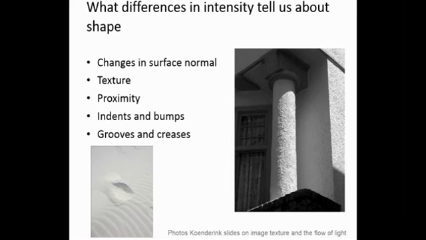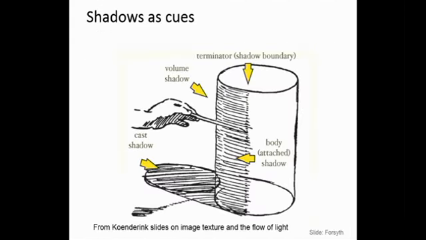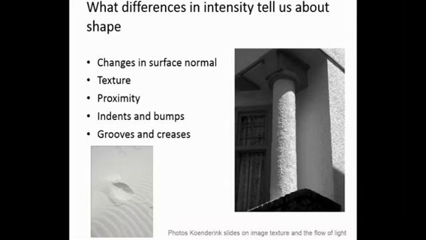You've also got texture, which are little micro changes in surface normal, and those show up for the same reasons. It can tell you about indents and bumps, you can see grooves and creases. You can also see when an object is close to the ground, for example, with cast shadows. So shadows are another important cue. If you can detect shadows, then it can tell you a lot about the shape of an object. So one of the major cues is local changes of intensity.